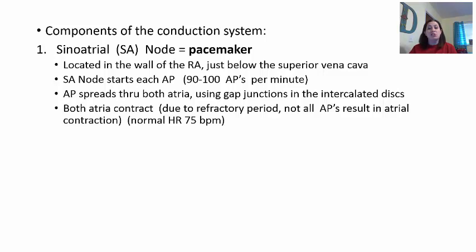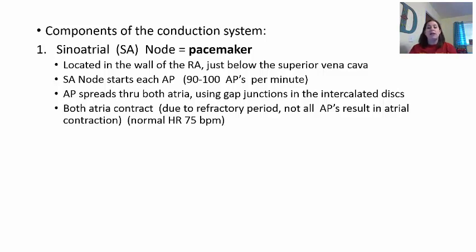Each action potential spreads through both the atria first, so that they contract first using those gap junctions and intercalated discs, and both atria are going to contract. There is what we call a refractory period, though. Once those muscles have started their contraction process, they have to contract completely and then relax completely before they can listen to another signal to contract. This is called the refractory period.